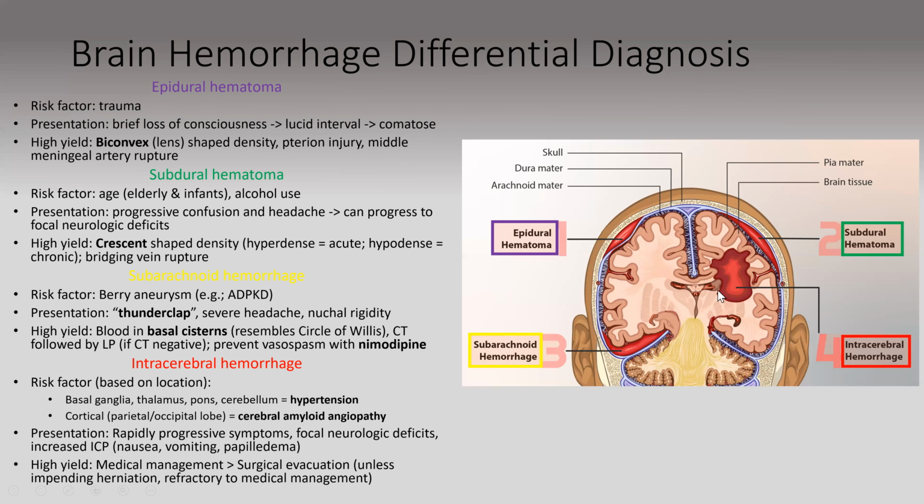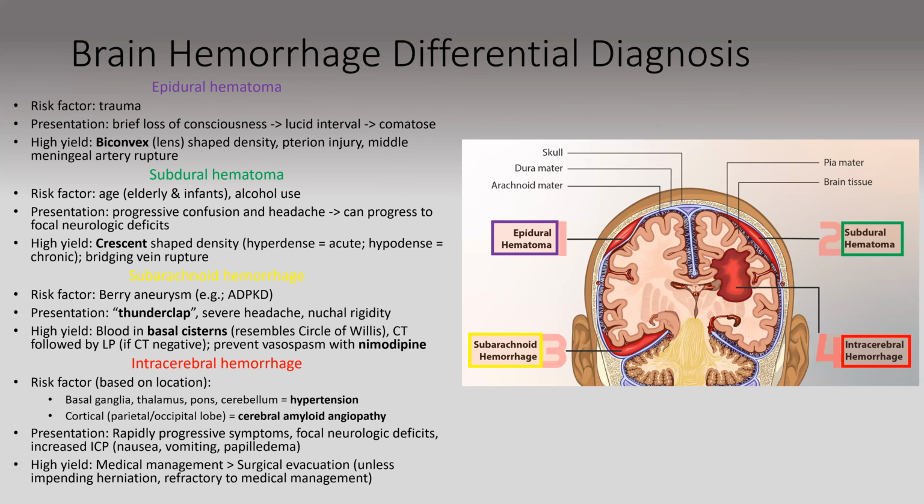So usually on an exam, not necessarily in real life, intracerebral hemorrhages are more likely to present with focal neurologic deficits because they're compressing the cortex in this very confined space. And like we talked about earlier, typically choose medical management over surgical unless the two exceptions that we talked about earlier, herniation or refractory to medical management.